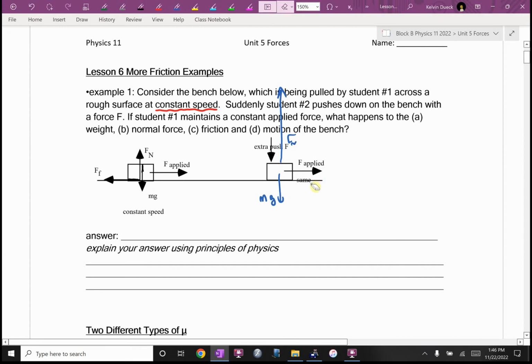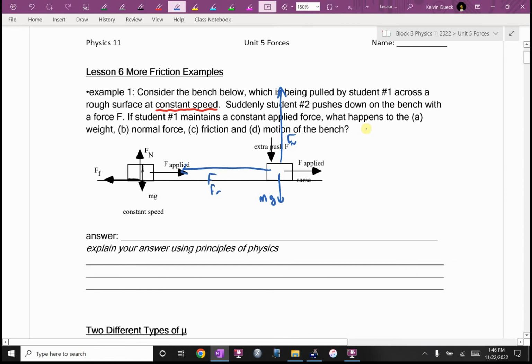Has F applied changed? No, it says maintains the constant applied force, same as before. What's going to happen to friction? Why? Friction is what times what? No, it's not. Friction is what times what? What happened to the normal force? So what happens to friction? I'll exaggerate it so it's obvious.